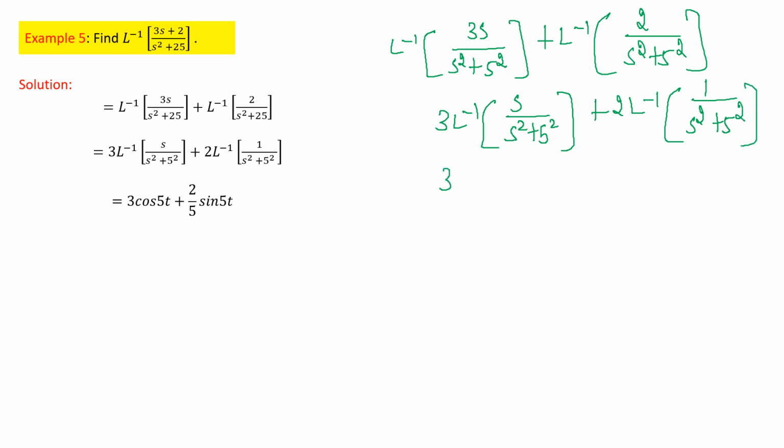So this is going to be 3 cosine at. In place of a, I have 5, so this will be 3 into cosine 5t. Plus, the second term becomes 2 times sine at by a. Here a equals 5, so I can write sine 5t divided by 5.